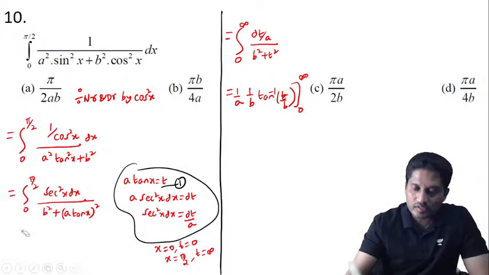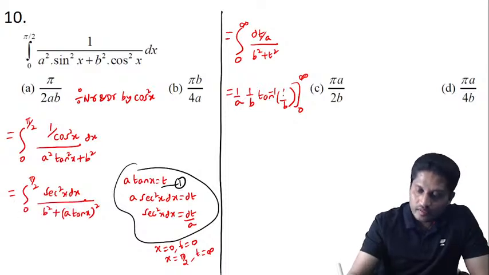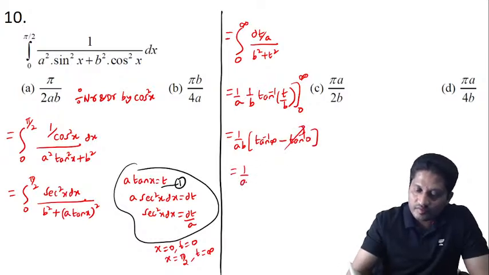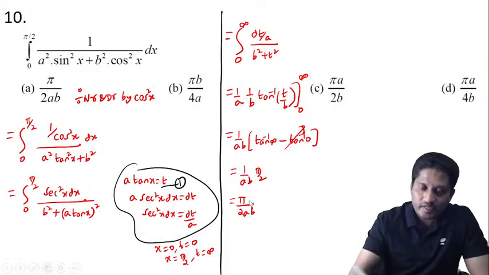Now if I substitute that upper limit, this is 1 by AB. Upper limit is tan inverse of infinity by B is infinity. Lower limit is tan inverse of 0 by B is 0. Tan inverse of 0 is 0. Tan inverse of infinity is pi by 2. Answer is pi by 2 AB. Okay, that's the first option.